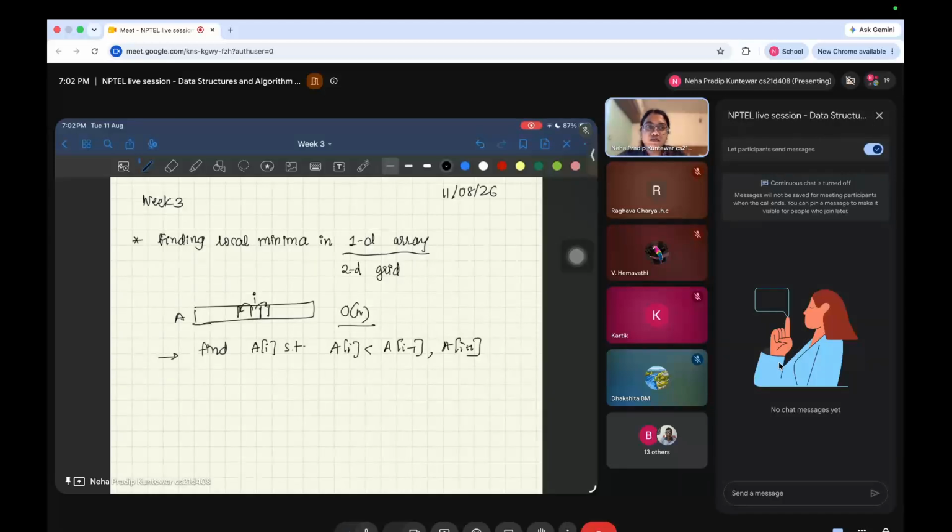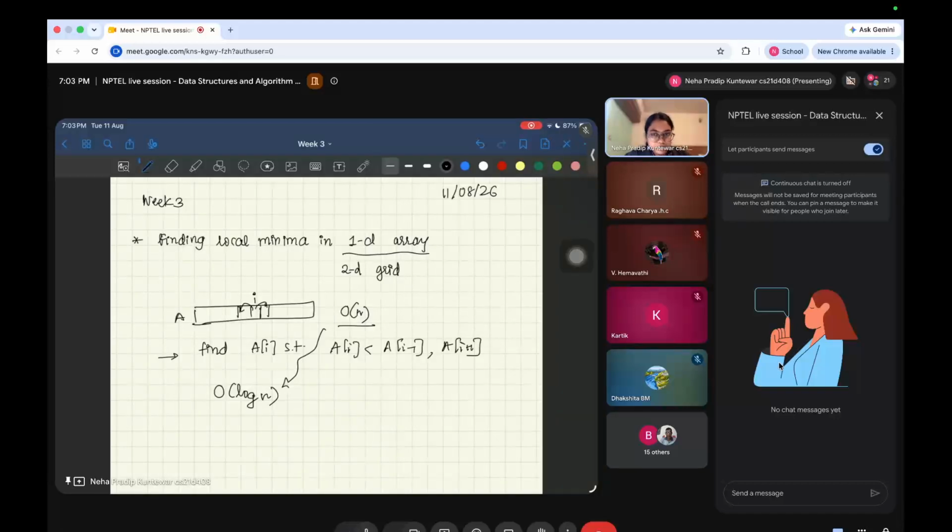Yeah, anyone? Okay, so I'm assuming that you have all seen this in the lectures, that you can actually improve this to order log n, correct? Is this fine with everyone?